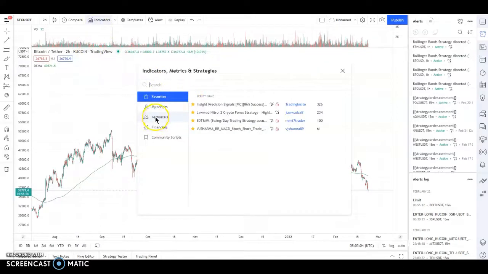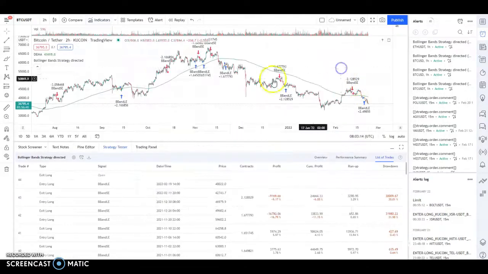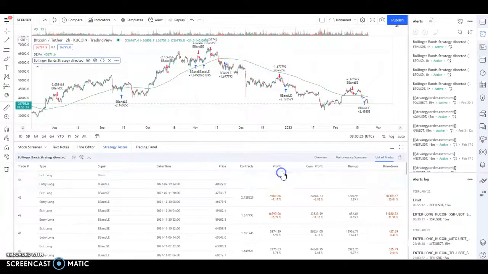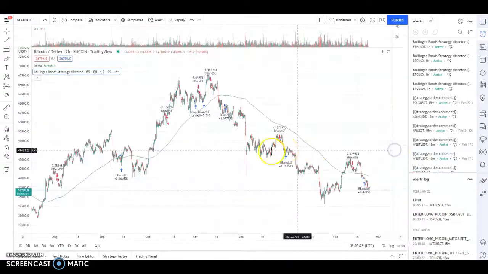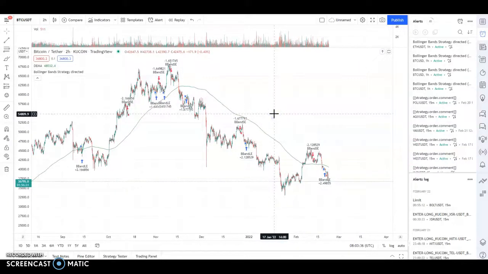And that we will go to technicals, strategies, right here, and then Bollinger Band strategy directed. We're going to pull that up, go to the settings, length 200, multiplier 1.001, strategy direction 1. So click all that for the settings, click OK, and now we got our chart ready to go. These are the only two indicators we need for this strategy, and it works well. You put those settings in and it's going to be good.